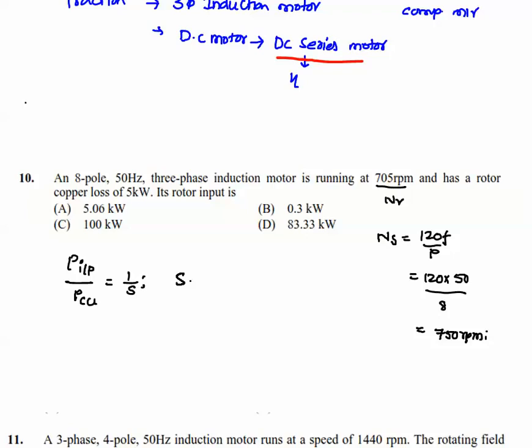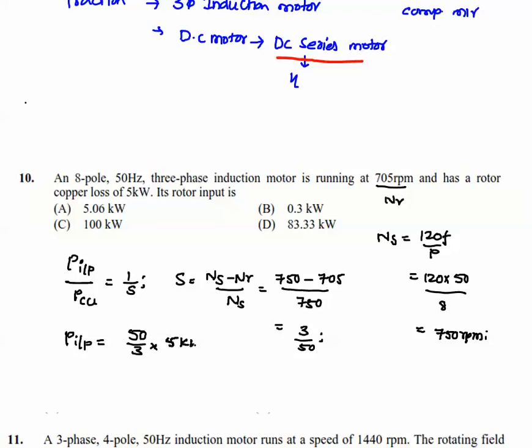So slip is nothing but (Ns − Nr) divided by Ns, that is equal to (750 − 705) divided by 750. By solving this we will get 3 by 50. And we need to find the rotor input. So power input is equal to 1 by s, which means 50 divided by 3, into the copper losses, which is 5 kilowatts. By solving this you will get 83.33 kilowatts.